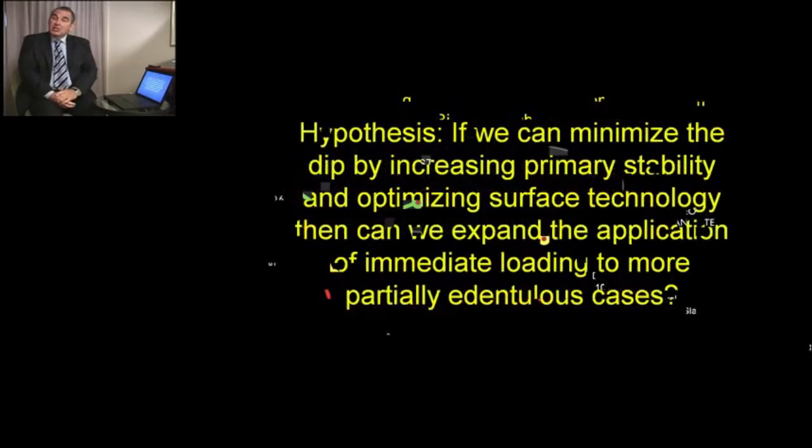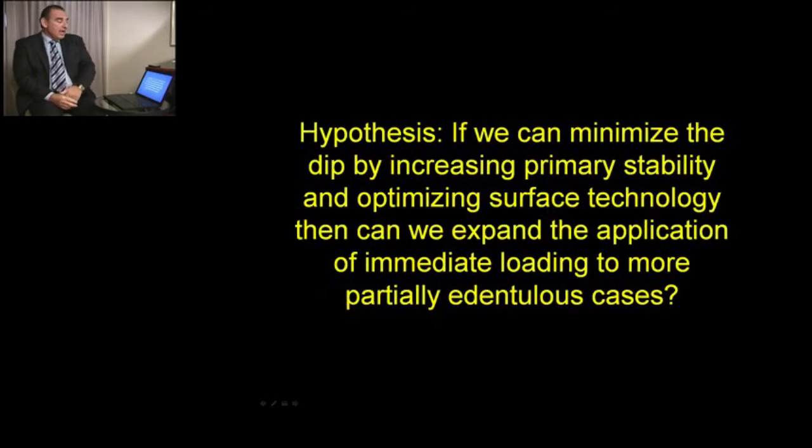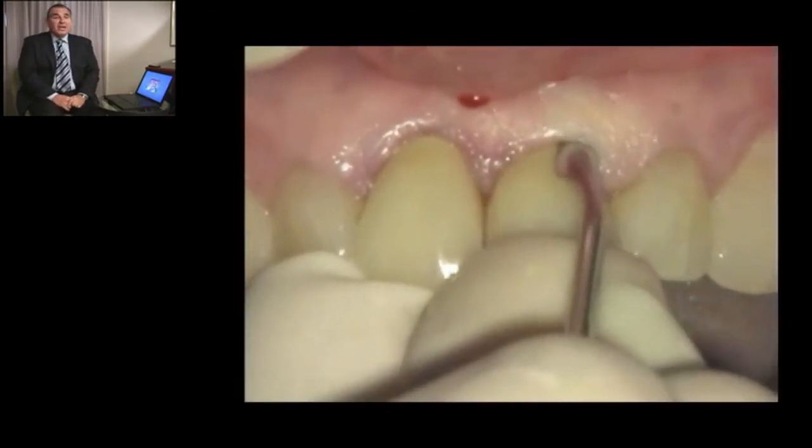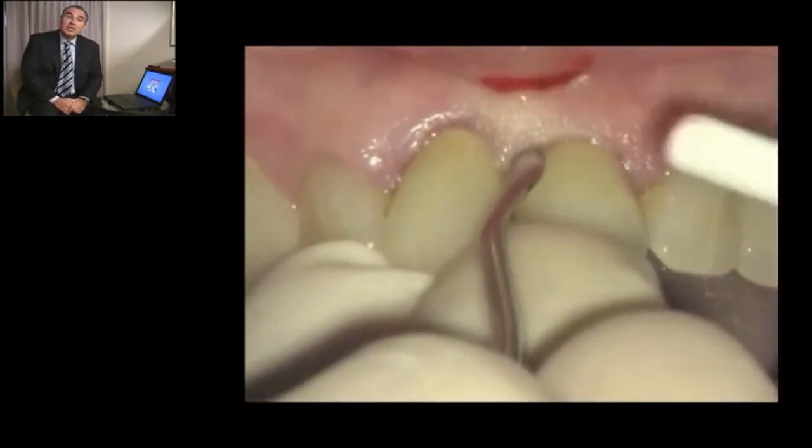And the hypothesis becomes, if we can minimize the dip by improving primary stability and optimize surface technology, and through that improve the speed at which biologic stability is established, more cases, more partially edentulous cases, become candidates for immediate loading. I'd like to conclude by just showing you a brief video of how we combine these concepts together.